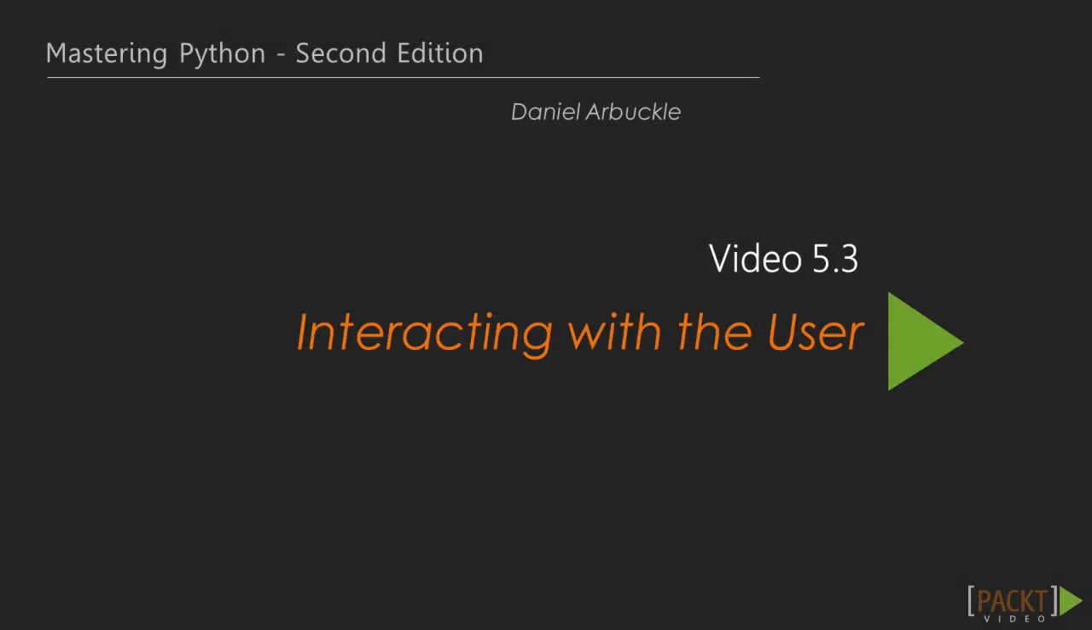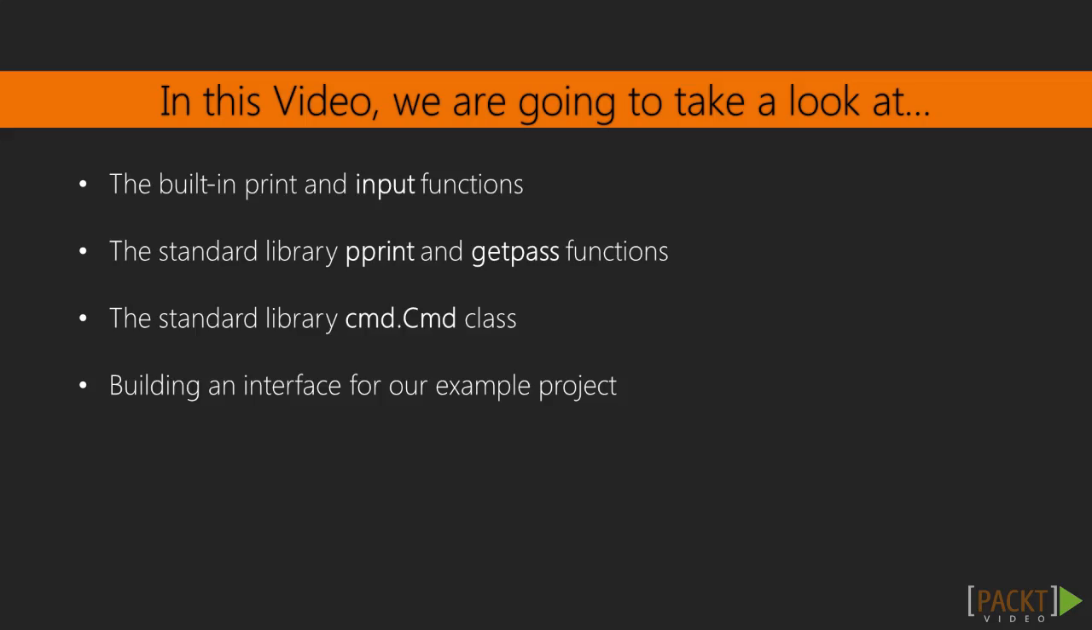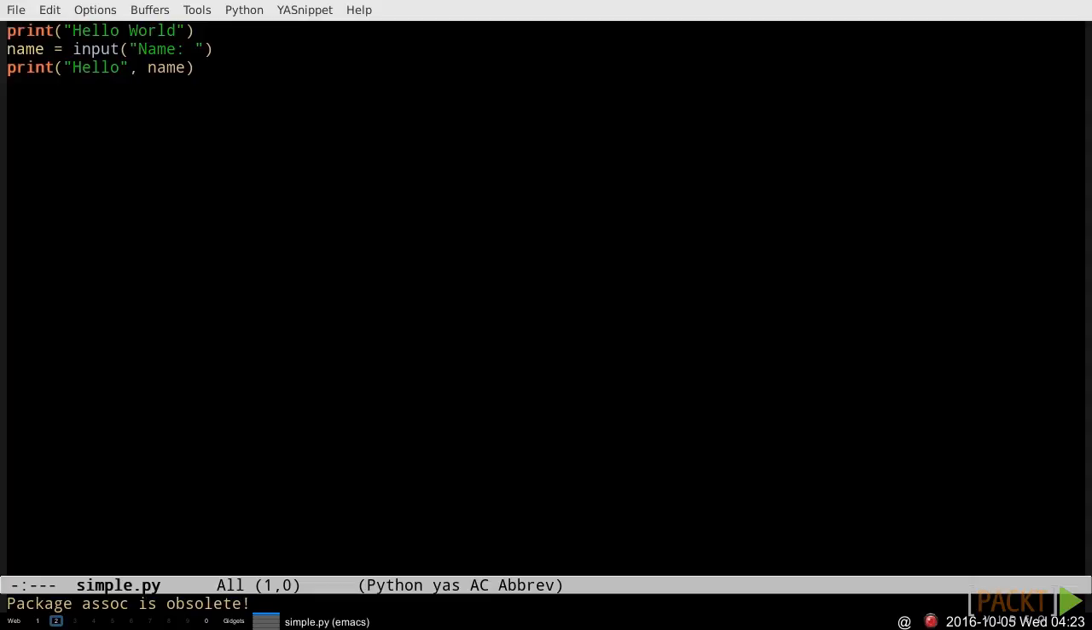In the previous video, we saw how to get information from the user on the command line. But what do we do when we need a more dynamic form of interaction? In this video, we will look at some of Python's tools for sending information to the user and requesting information from the user. The fundamentals of interactivity are simple.